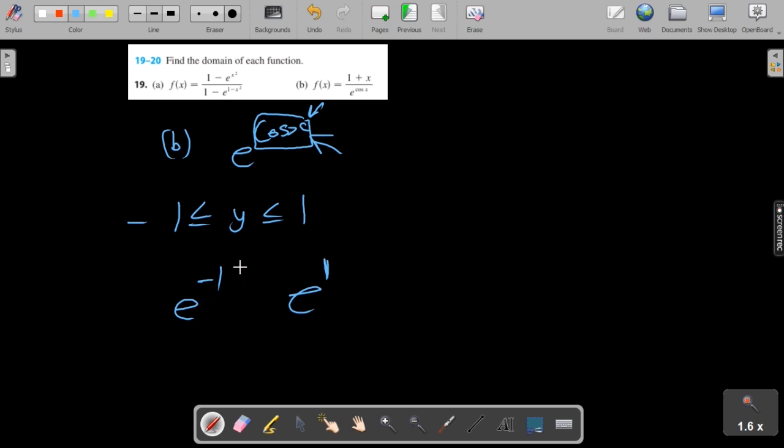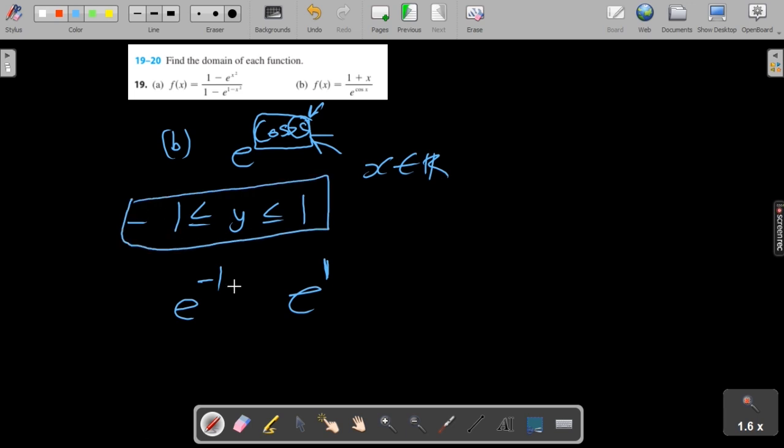So then the domain of this function is indeed all the x values, because you can substitute any x value into cosine, it will always give you an answer which is between minus 1 and 1 included. And when you have e to the power any of those, even the ones in between, that will not give you a zero. So you can substitute any x value in the world into this function, and that would be the domain of the function.